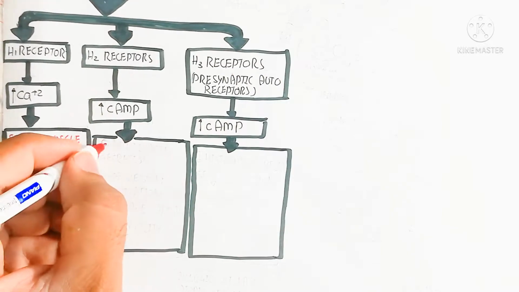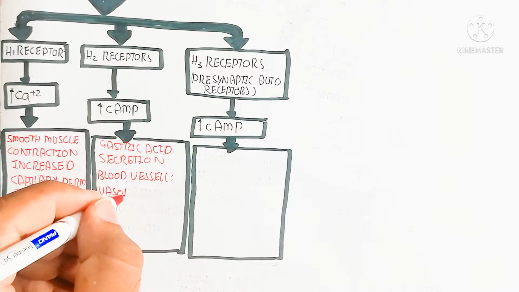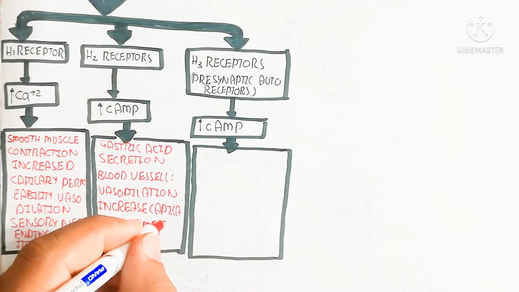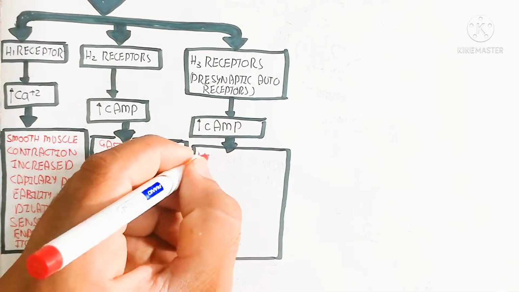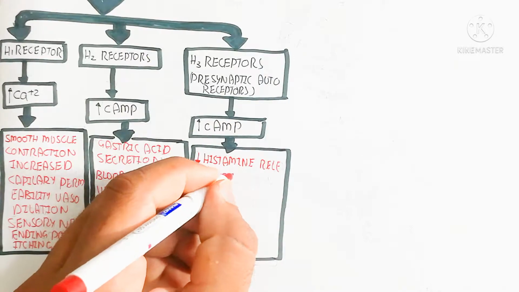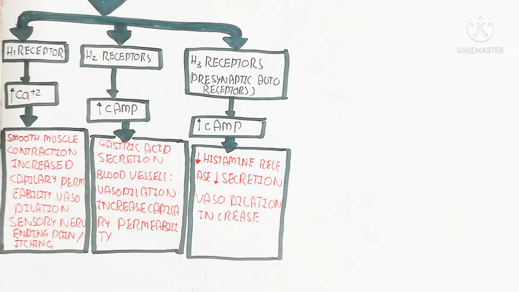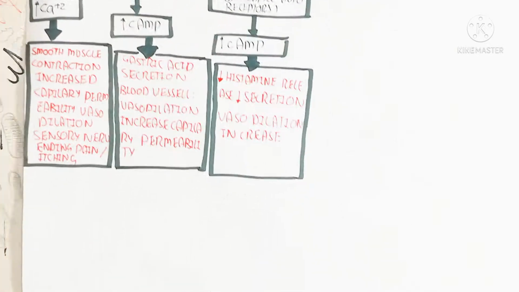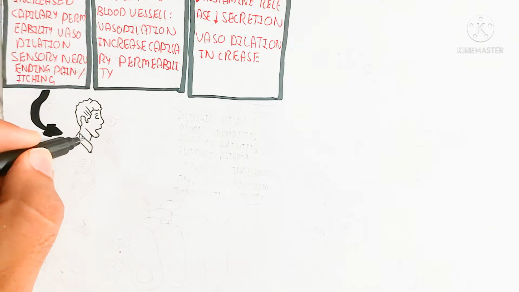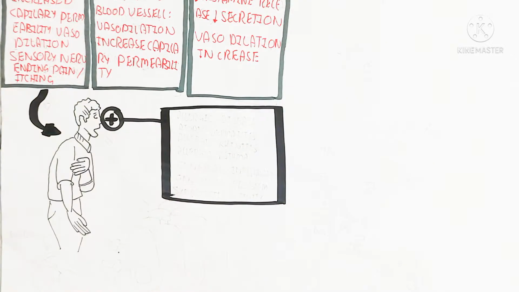On the other hand, the increase of cyclic AMP will lead to gastric acid secretion, and vasodilation and capillary permeability will be increased through the cyclic AMP increase via the H2 receptor when histamine binds with the H2 receptor. When histamine binds with the H3 receptor, it leads to a decrease in histamine release from the mast cell, and secretion and vasodilation will also decrease, not increase but decrease. So let's begin to understand.